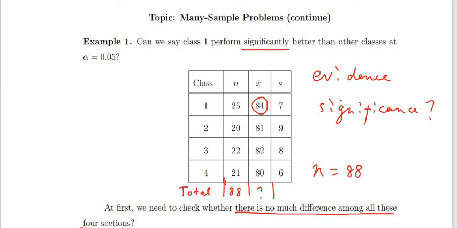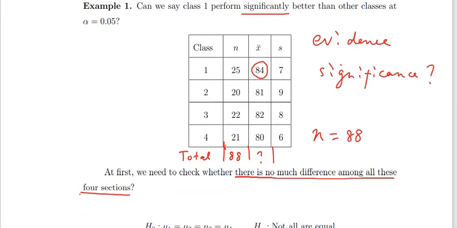Okay, so we solve this problem. It is a typical many-sample problem, right? We compare several groups, several samples. For each group we have the sample size, sample mean, and sample standard deviation. Based on this, we can conduct an ANOVA test.